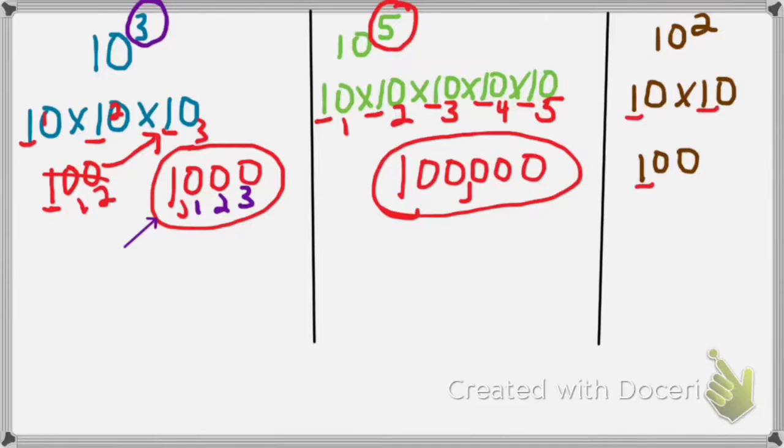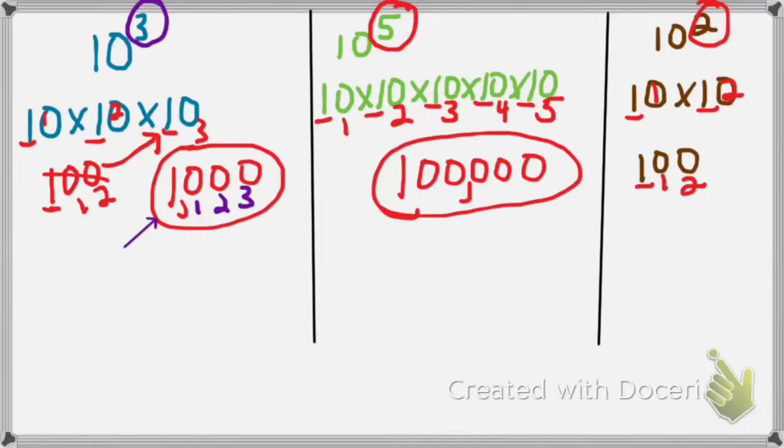Basic facts are 1 times 1, so I have my 1. 2 zeros that I have to tack on, and I get 100. My answer has 2 zeros, and my exponent was a 2. So I'm noticing something. If my base is 10, and only if my base is 10, my answer is going to be a 1 with the number of zeros that my exponent tells me.